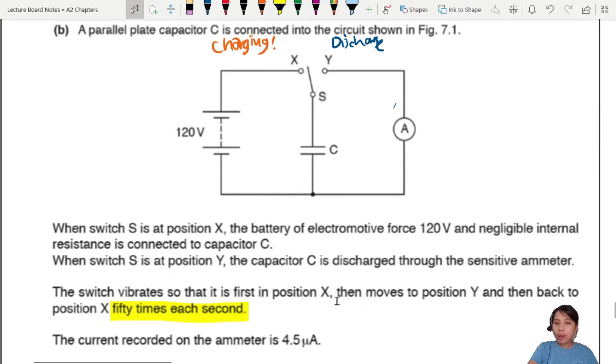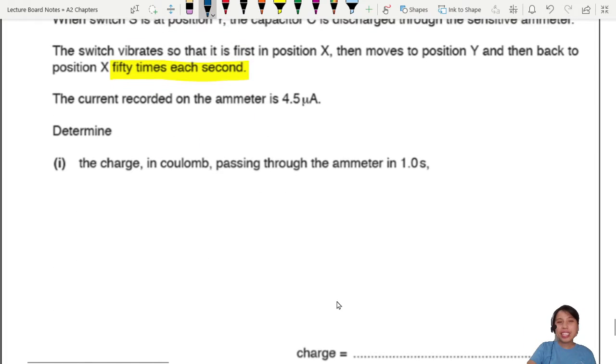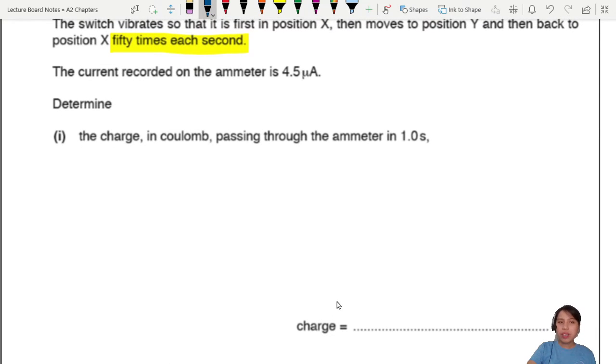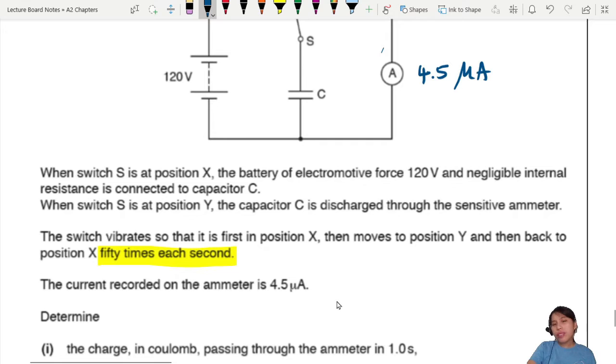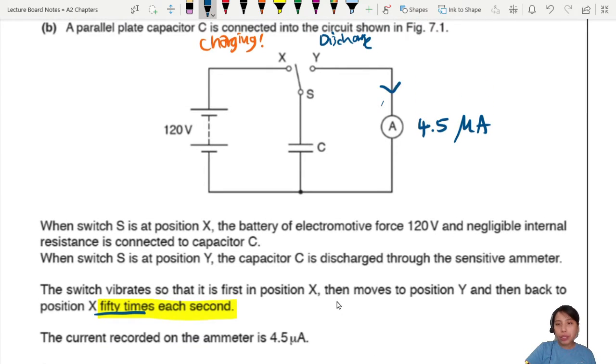And the current recorded is 4.5 microamps. Determine the charge passing through the ammeter in 1 second. So in 1 second, how many times has it charged and discharged? 50 times each second. So this is after 50 times later. Remember, charges only will pass through here.